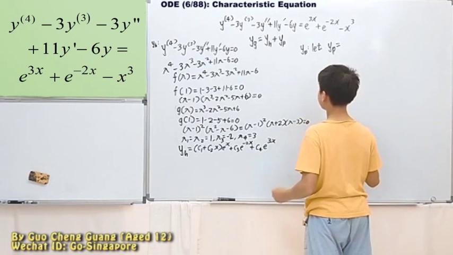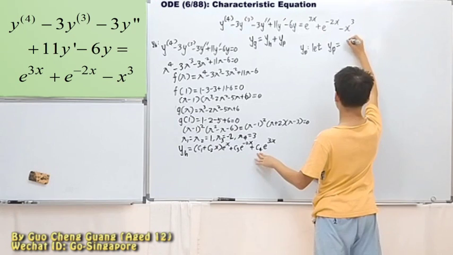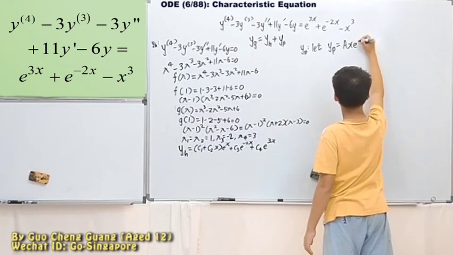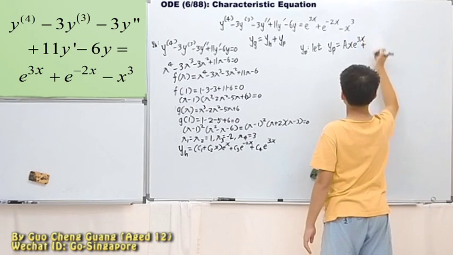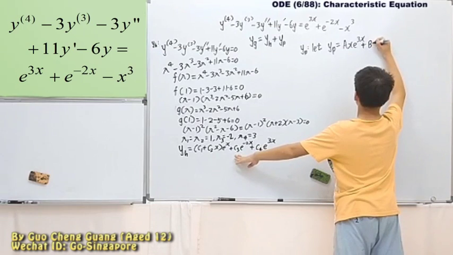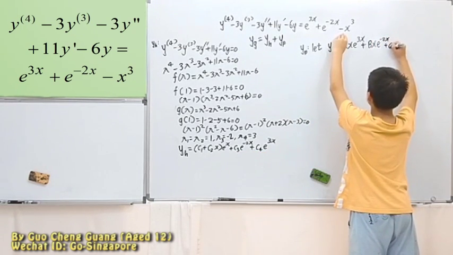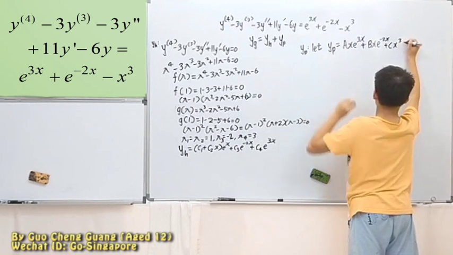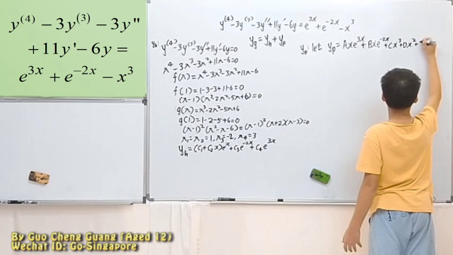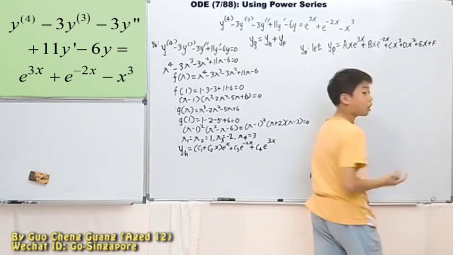Here for yp, e to the power of 3x we already have in the homogeneous solution, so you need to multiply by an extra x. Here, you also have one already, so multiply by an extra x. At this part, you have x cubed, and that means you have x squared, x, and a constant.